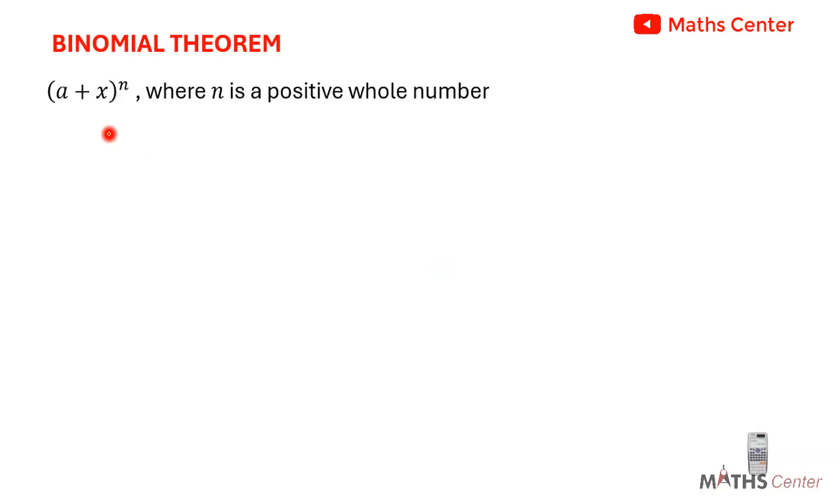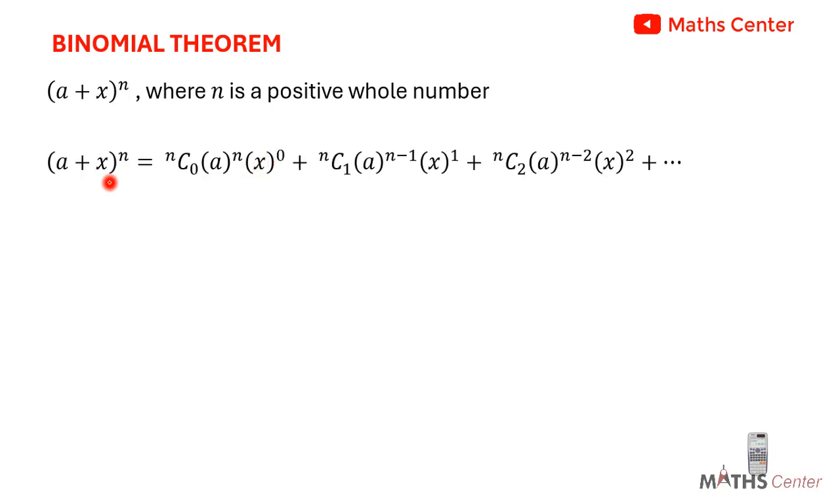Binomial theorem. If you have a binomial expression of the form a plus x exponent n, where n is a positive whole number, then using the binomial theorem, we can expand it as n combination 0, a exponent n, x exponent 0 as the first term, plus n combination 1, a exponent n minus 1, x exponent 1 as the second term, plus n combination 2, a exponent n minus 2, x exponent 2 as the third term, and the order continues on and on and on. So this is the binomial theorem. It looks complicated, but it isn't.